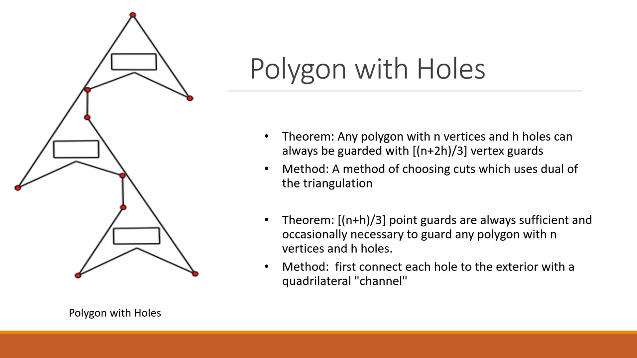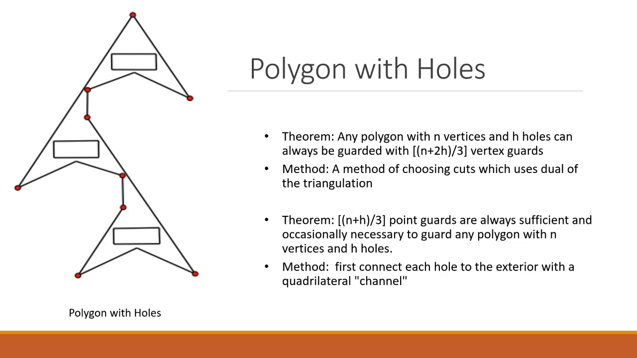Now the first algorithm was for vertex guards, and the second algorithm is for point guards. It said that (n + h)/3 point guards are always sufficient and occasionally necessary to guard any polygon with n vertices and h holes.